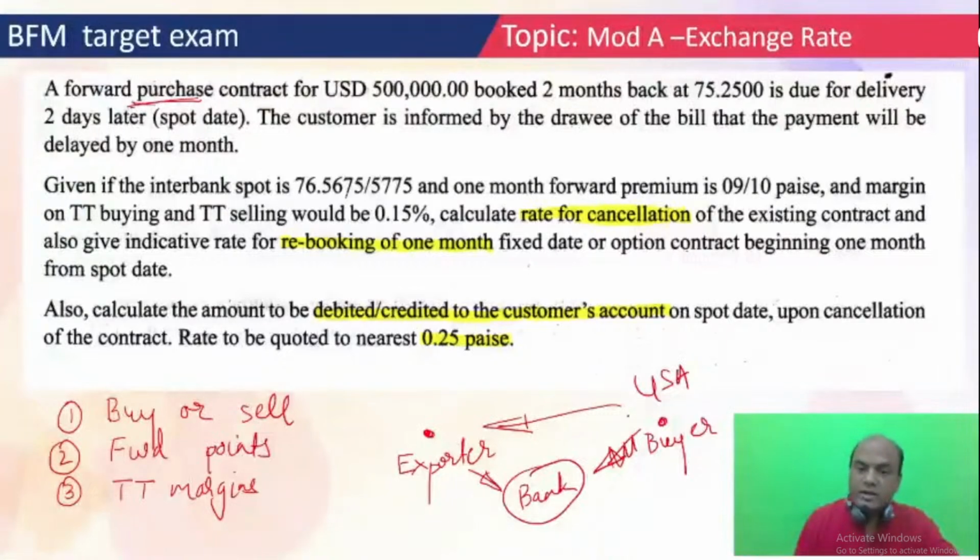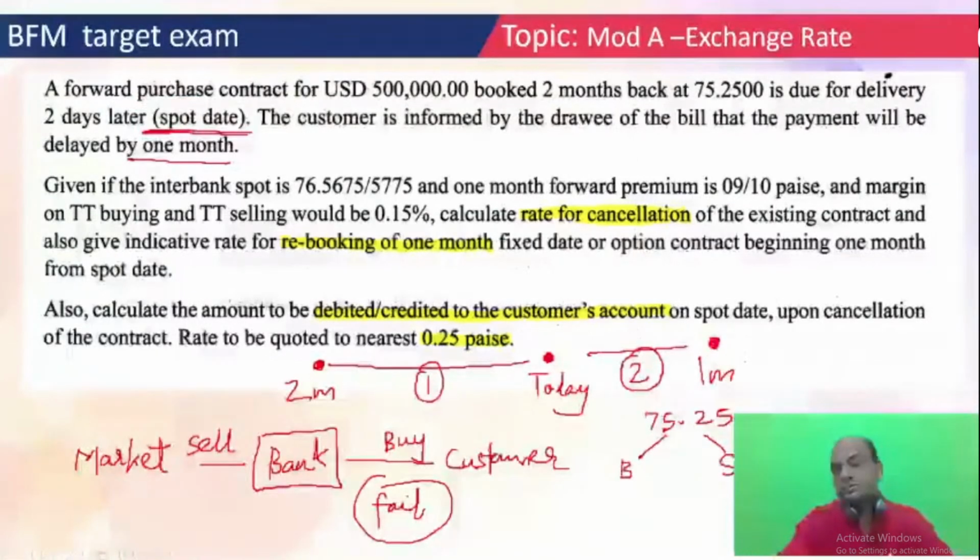Now what has happened? This buyer today has told, see this, 2 days later spot. The customer is informed by the drawee, means this buyer. The buyer has informed his exporter that he will not be making the payment. So if this buyer will not make the payment, this exporter will also not make the payment to me. So this contract, which was booked earlier, has to be cancelled now.